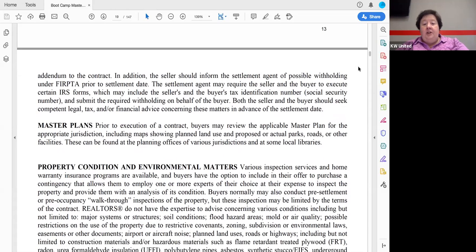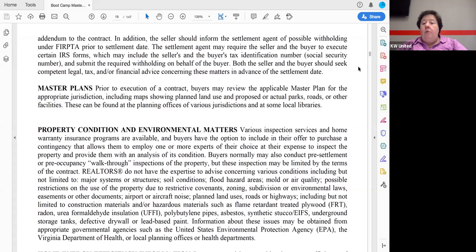In addition, the seller should inform the settlement agent of possible withholding under FIRPTA prior to the settlement date. The settlement agent may require the seller and the buyer to execute certain IRS forms, which may include the seller and the buyer's tax identification number, Social Security number, and submit the required withholding on behalf of the buyer. Both the seller and the buyer should seek competent legal, tax, and financial advice concerning these matters in advance of the settlement date.